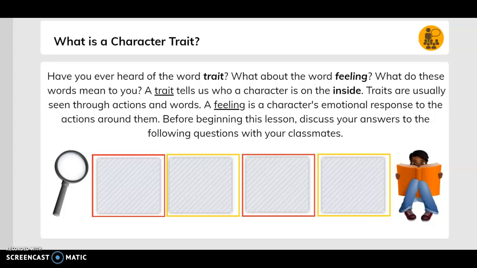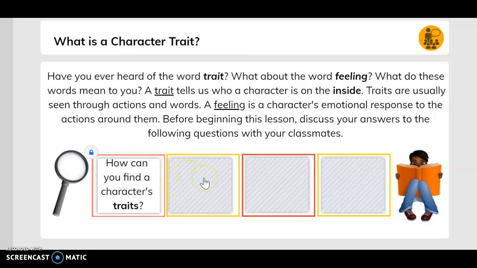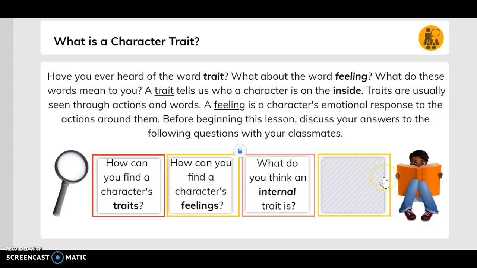Before beginning this lesson, discuss your answers to the following questions with your classmates. How can you find a character trait? How can you find a character's feelings? What do you think an internal trait is? And what do you think an external trait is?